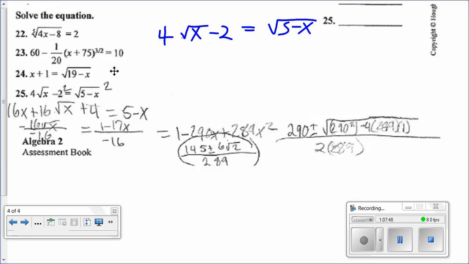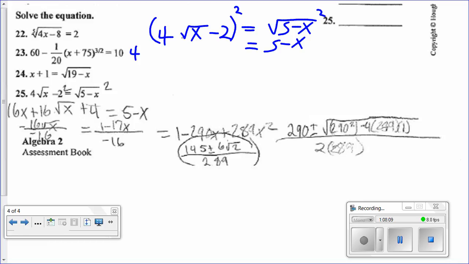Alright, so first of all, the only thing we can do is square both sides to start out with. Just like you said, we have to square both sides. That's going to give us 5 minus x.